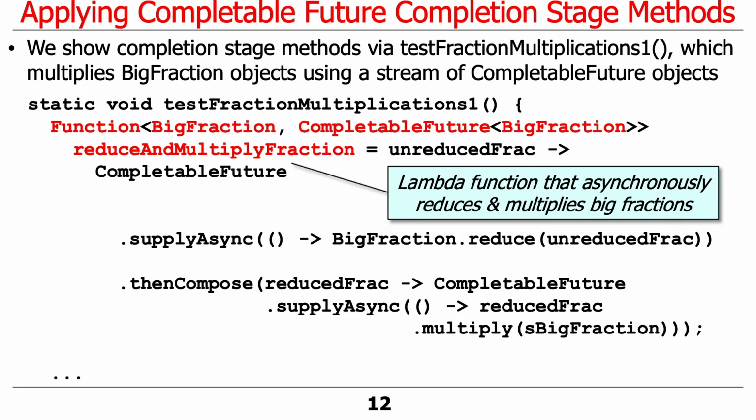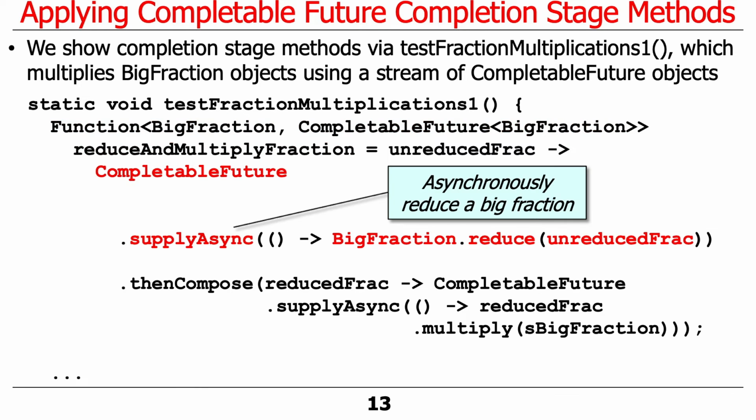Here is what Test Fraction Multiplications 1's reduce and multiply fraction function looks like. You can see it takes a big fraction, which is this gigantic, random, unreduced big fraction, and it returns a completable future to a big fraction that, when triggered and complete, will give the results of reducing and multiplying that big fraction. So it's essentially a lambda function that will asynchronously reduce and multiply big fractions.